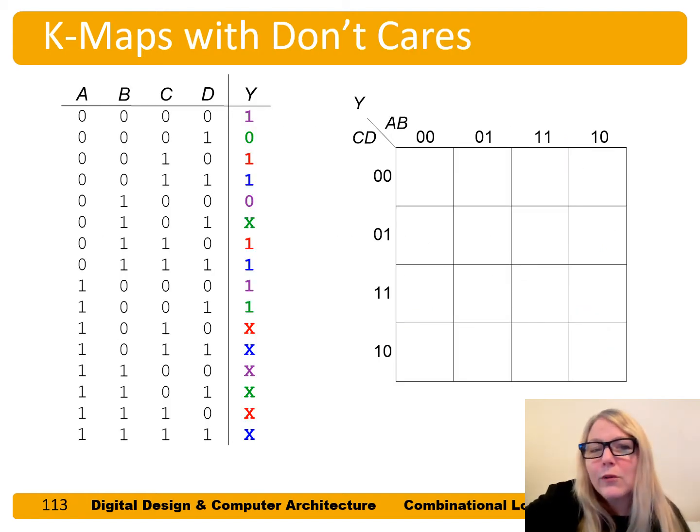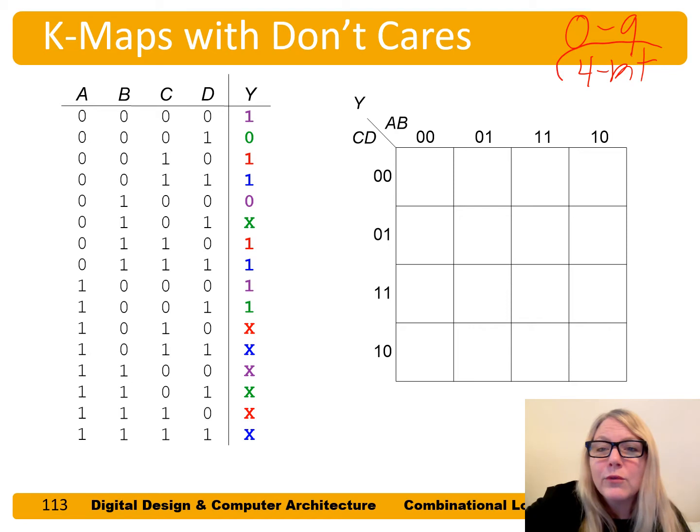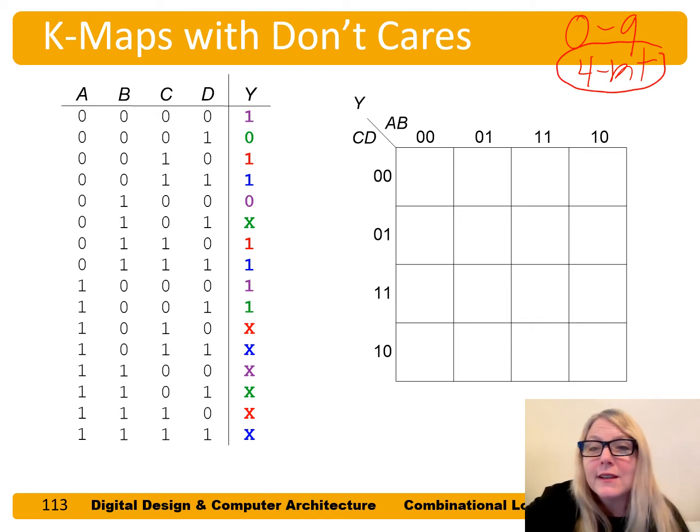So first of all, why do don't cares happen in the outputs? Well, maybe that input combination will never happen, or we don't care what happens when it does. For example, we may have a clock that is outputting 0s through 9s, but in order to encode that value, 0 through 9, we need a 4-bit value. So the values 10 to 15 are not even used. Those outputs would be don't care because that input will never happen.